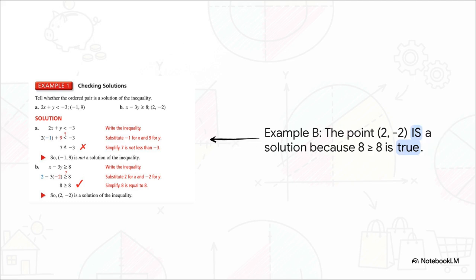Okay, let's dive into this next one. We're testing the point (2, -2) with the rule x minus 3y greater than or equal to 8. So we substitute the numbers, and what we end up with is 8 greater than or equal to 8. So, is 8 greater than or equal to 8? Well, yeah, it's equal to 8, and that "or equal to" part is key. It fits the rule. So this point gets a big check mark, it's a solution.